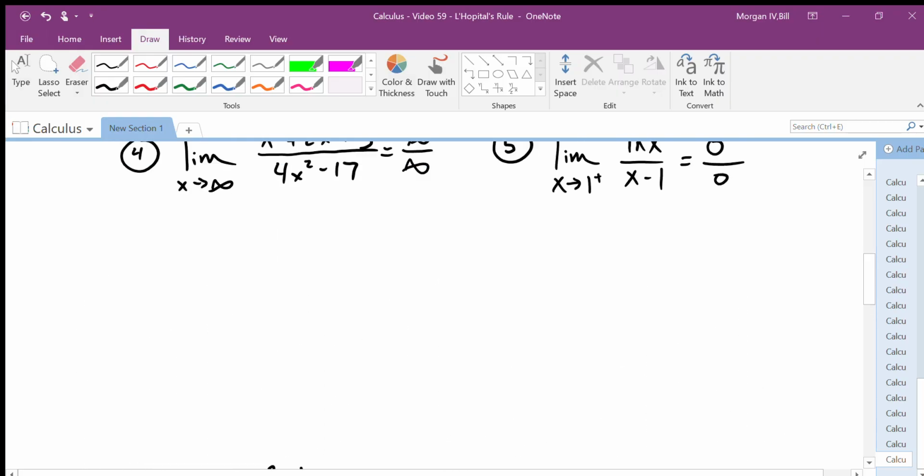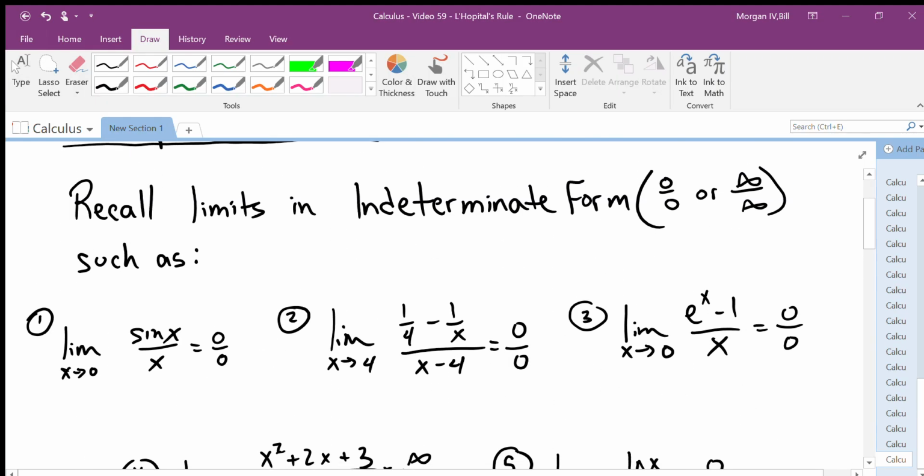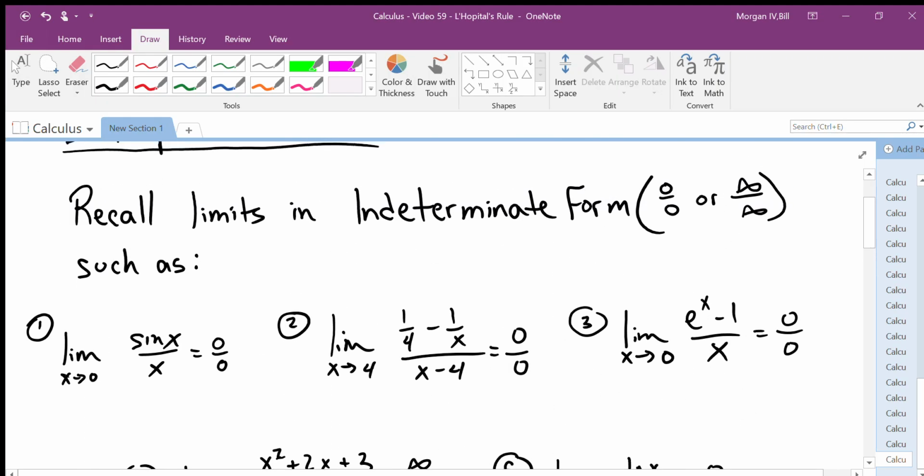Number 3, we have the limit as x goes to 0 of e to the x minus 1 over x.